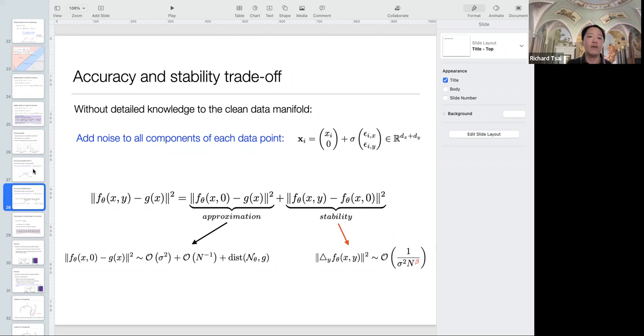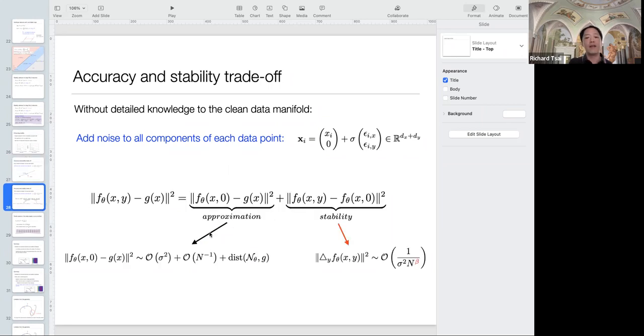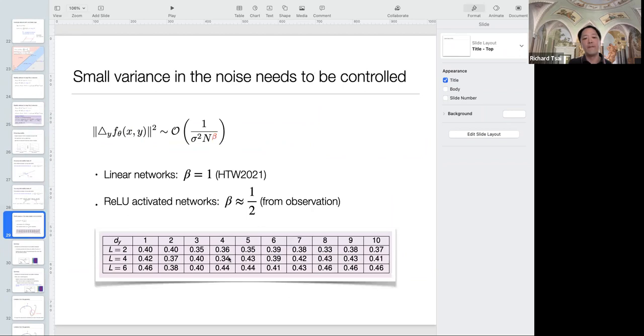So far, there's no theory, no precise formula on the effect of adding this noise to stabilize a deep nonlinear network. But one can see empirically from an experiment that the number of data points that you need in order to achieve the stabilization effect has a different scaling now. It's more severe. In the linear network, as well as linear regression, this beta equals one. But from our experiments, with a ReLU activated deep neural network, this beta seems to be close to and bounded above by 1/2, which really means that you need to have a lot of data points. Otherwise, you will not be able to have a very stable evaluation of your neural network.